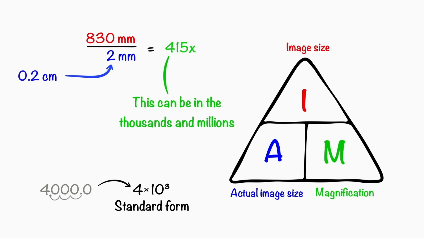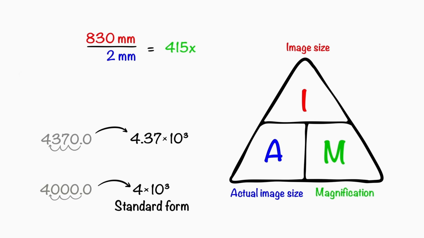In science, we use something called standard form. This simplifies and expresses a long sequence of numbers in a very short form by shifting the decimal place. The first number in standard form is a number between 1 and 10, followed by a decimal place, followed by one or two other numbers found in the original value.